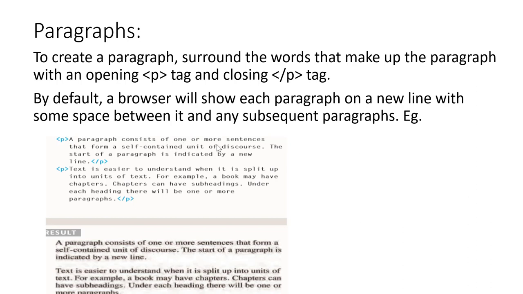A paragraph consists of one or more sentences that form a self-contained unit of discourse. The start of a paragraph is indicated by a new line. Text is easier to understand when it is split up into units of text. For example, a book may have chapters, and chapters may have subheadings. Under each heading, there will be one or more paragraphs. If you write this under the body part, then you will get this result.